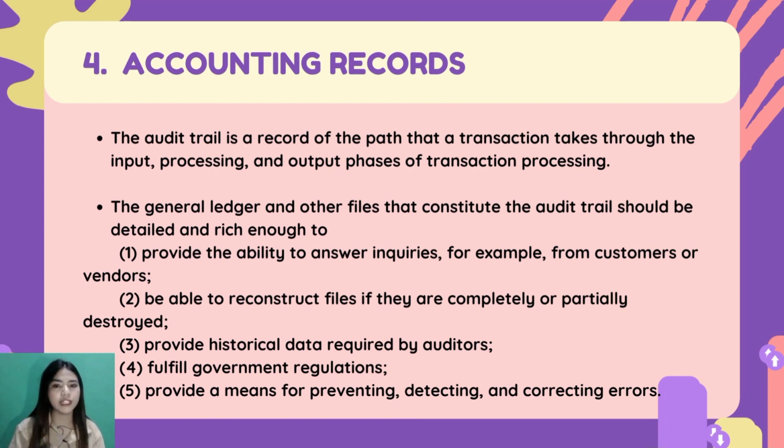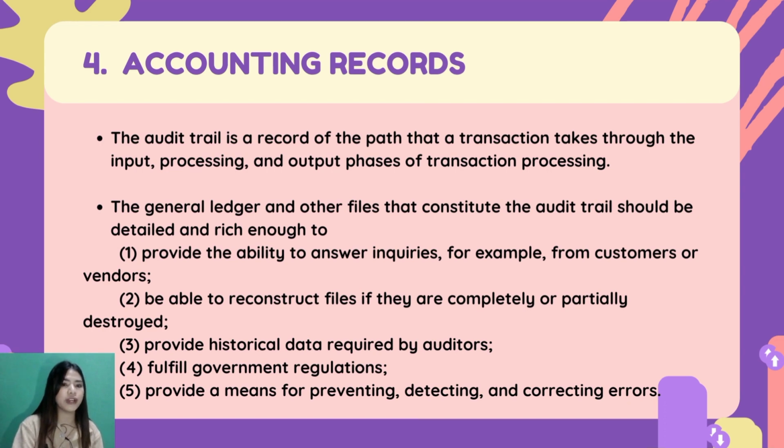So, the general ledger and other files that constitute the audit trail should be detailed and rich enough to, first, provide the ability to answer inquiries, for example, from the customers or vendors. Second, be able to reconstruct files if they are completely or partially destroyed. Third, provide historical data required by auditors. Fourth, fulfill government regulations. And last, provide a means for preventing, detecting, and correcting errors.